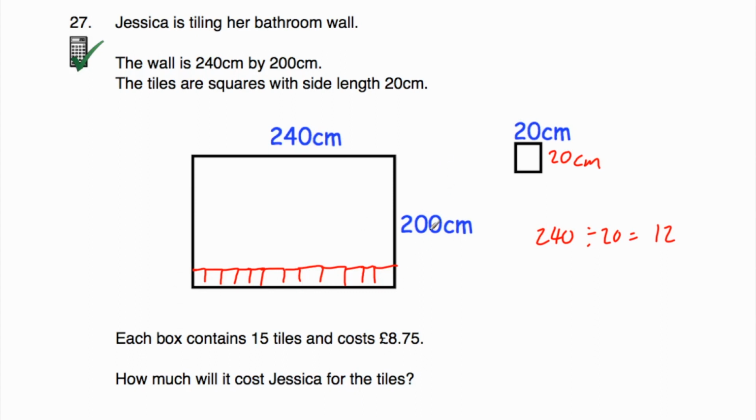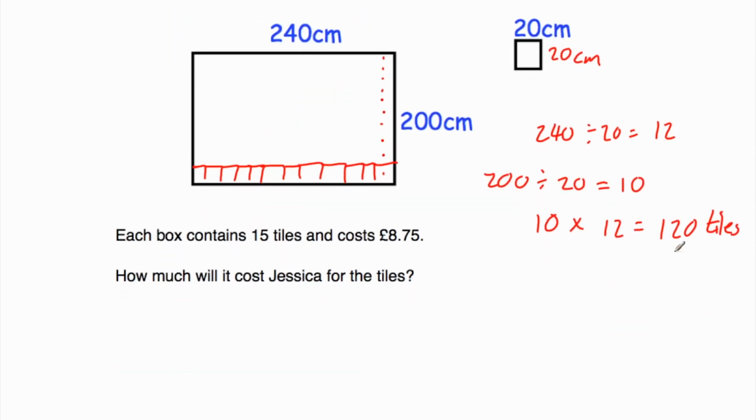Now we just need to see how many rows there'll be. The height of the wall is 200 centimeters. So if we do 200 divided by the height of the tile, which is 20 centimeters as well because it's a square, that's equal to 10. So that means there's going to be 10 rows. 1, 2, 3, 4, 5, 6, 7, 8, 9, 10 rows. There's going to be 10 rows of 12, so it's 10 times 12, which is equal to 120 tiles. So that's how many tiles Jessica needs. She needs 120 tiles.